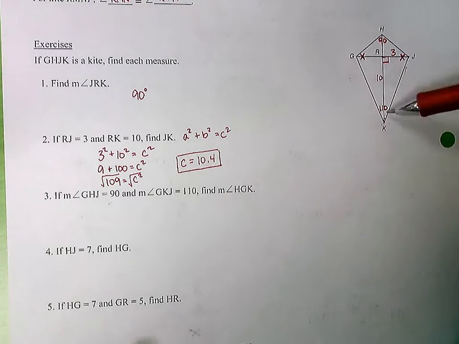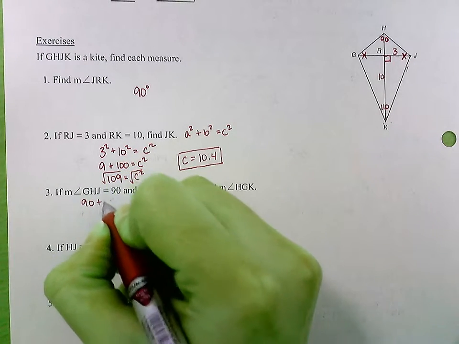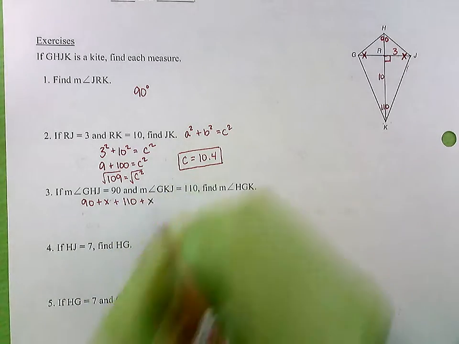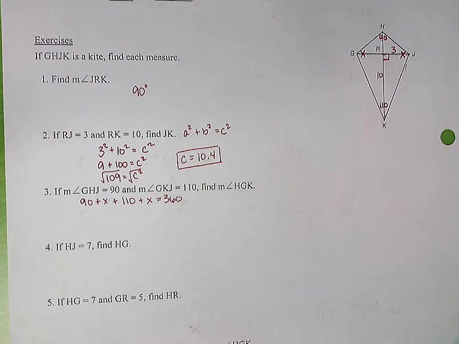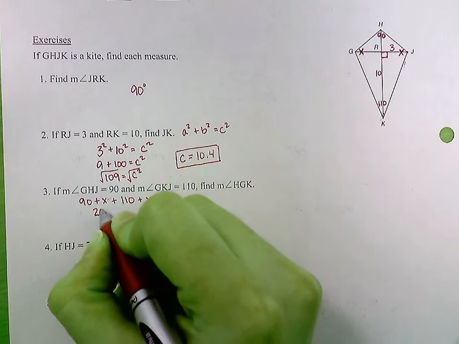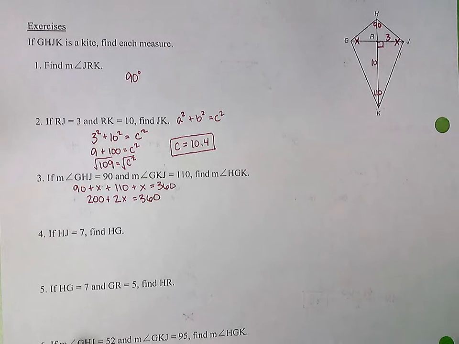So I'm going to add up all 4 of these and set it equal to 360. So we have 90 plus X plus 110 plus X, and that will equal 360. When you're doing this, you want to make sure you're adding 4 angles together. Not 3, not 2, not 1. 4 angles have to add to 360. So I can combine my like terms here. So I have 200 plus 2x equals 360. Again, all I did was combine my like terms.